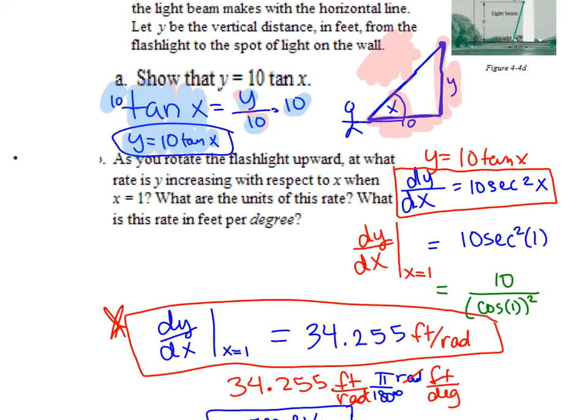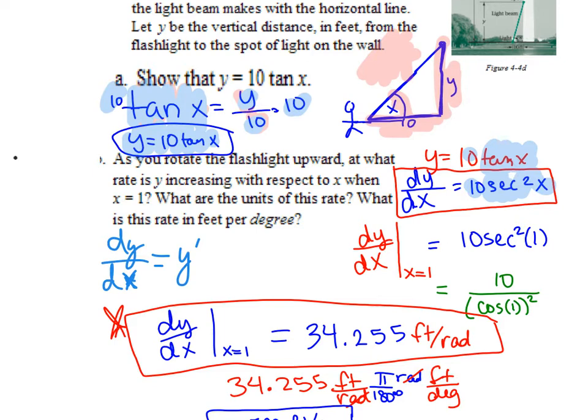As you rotate the flashlight upwards, at what rate is y increasing with respect to x? So remember what dy/dx represents? That represents y prime essentially, the rate of change of y due to x. So let's look at dy/dx. We have 10 tangent x. We do know the derivative of tangent is simply secant squared of x, so the derivative of 10 tangent x is 10 secant squared of x. That's one of those things you have to remember.